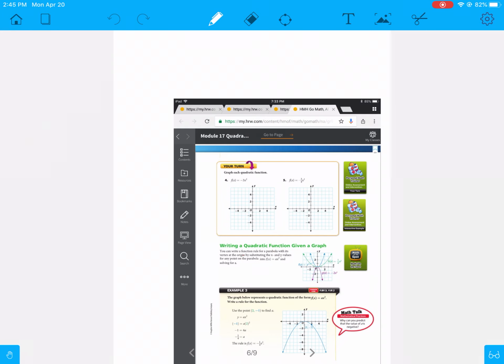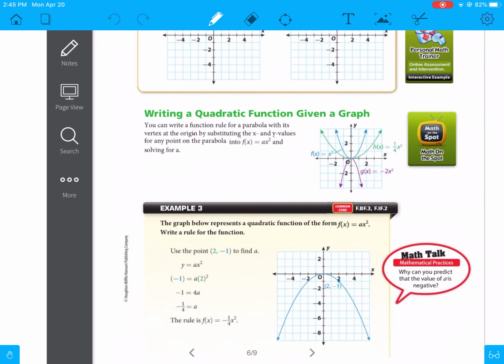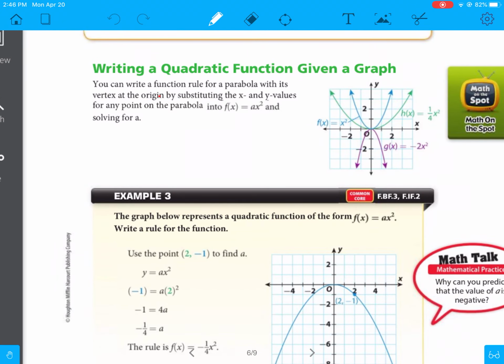All right, so now we're going to go on to writing a quadratic function given a graph. So I did include the rules in your notes, but you can write a function rule for a parabola with its vertex at the origin by substituting the x and y values from any point into the parabola into your f of x equals ax squared and solving for a. So the first thing you have to do is change that f of x into a y. So you're going to need a y equals ax squared.